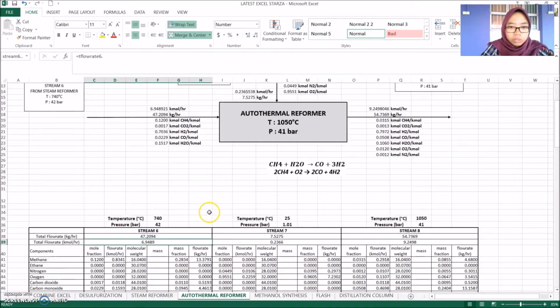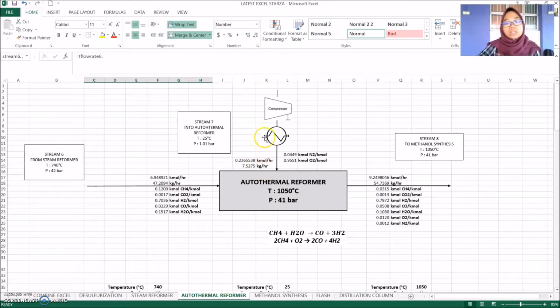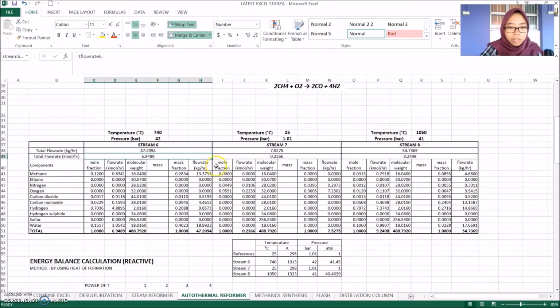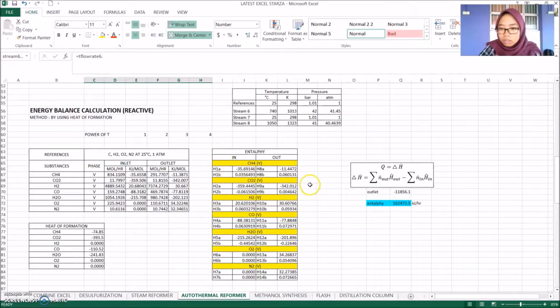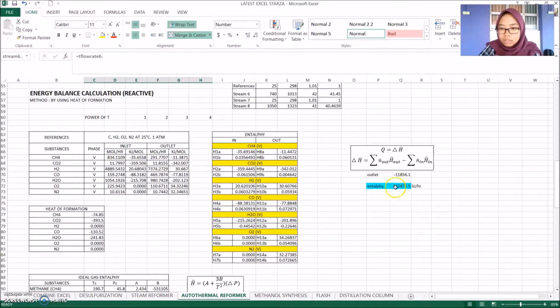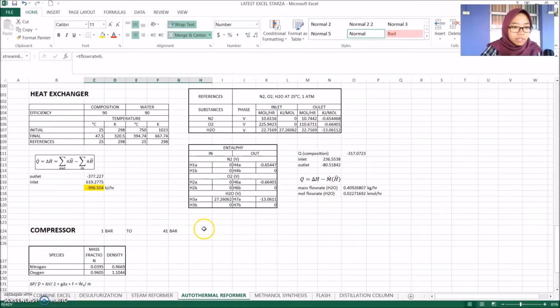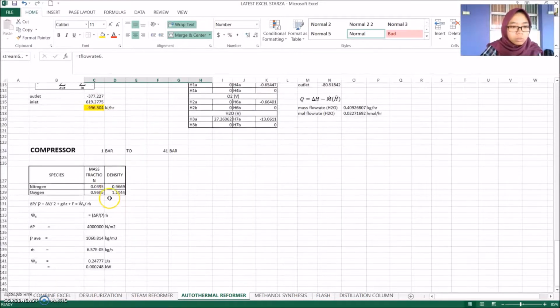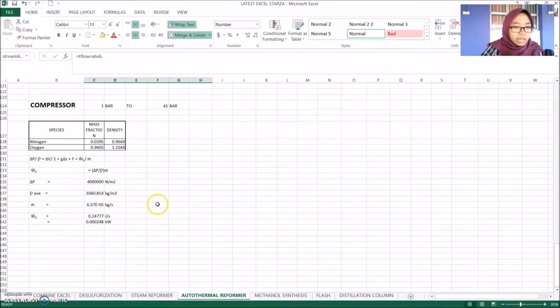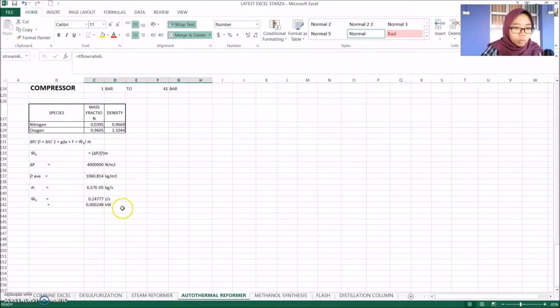Okay, next is autothermal reformer. Autothermal reformer has one heat exchanger and compressor at stream 7. Heat needed by the autothermal reformer is 16,162,473.5 kilojoule per hour and heat exchanger is negative 996.504 kilojoule per hour, which is exothermic, same as steam reformer, and power needed for the compressor is 0.000248 kilowatt.